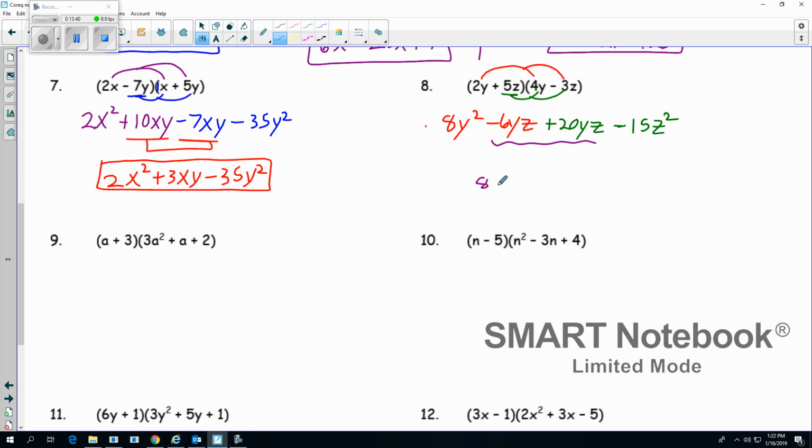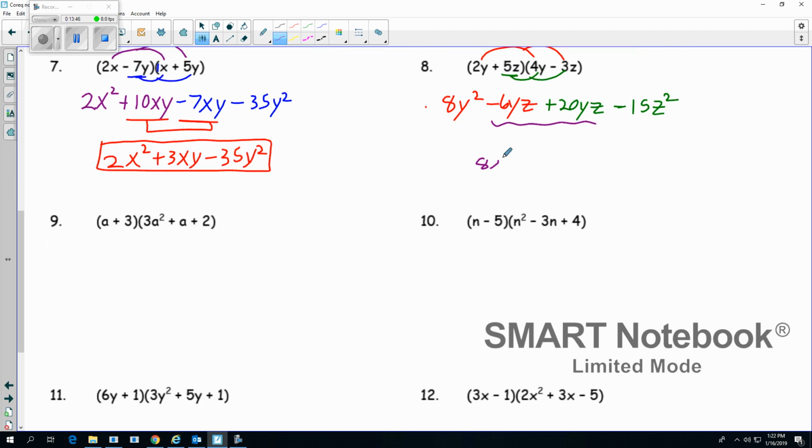So we're going to get 8. Oops. Let me see, this thing's acting up on me. I might have to scroll up. There we go. 8y squared. Let's see, negative 6 plus 20. It's going to give us a positive 14yz. And then we get a minus 15z squared right there.